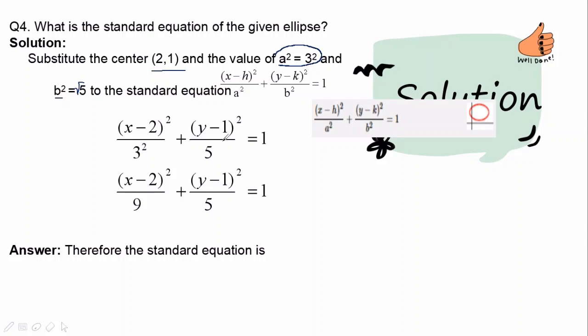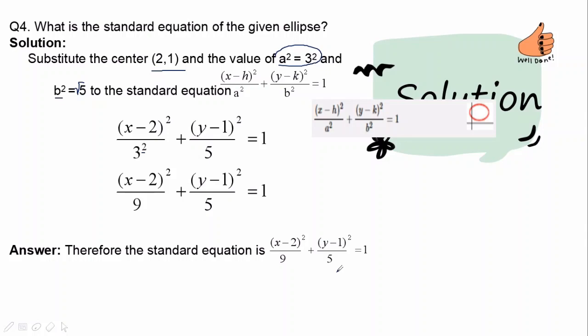1. After that, let's simplify the denominator since we have an exponent here. So 3 squared is 9. So the final answer, or the standard equation, is (x minus 2) squared all over 9 plus (y minus 1) squared all over 5 equals 1. So this is the standard equation of our ellipse in problem 1.